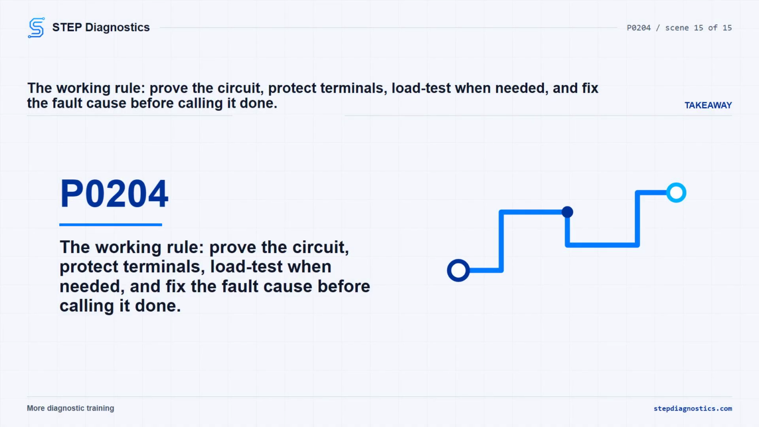Keep verification separate from testing. After correcting a confirmed wiring, terminal, connector, or setup issue, operate the circuit again. Recheck the condition that set the fault and confirm P0204 stays gone.